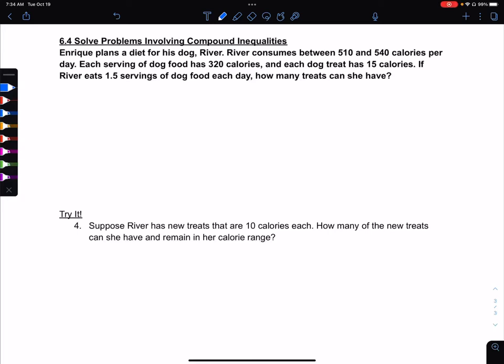In this video, we're going to look at topic 6, example 4, solve problems involving compound inequalities. Enrique plans a diet for his dog River. River consumes between 510 and 540 calories per day. Each serving of dog food has 320 calories, and each dog treat has 15 calories.